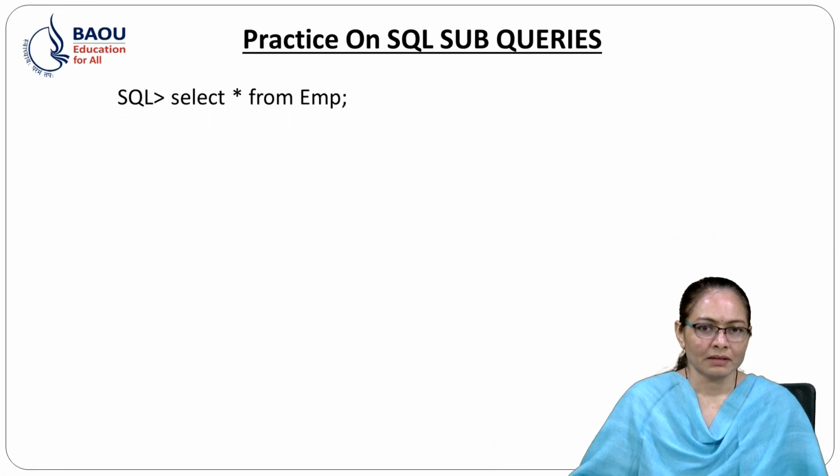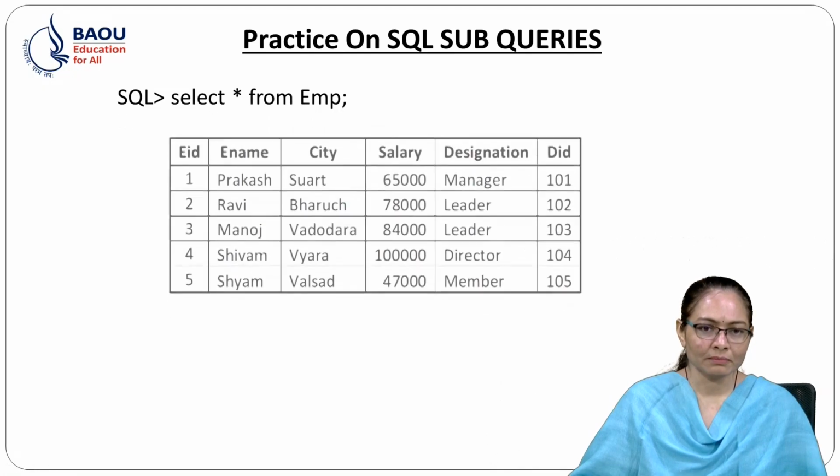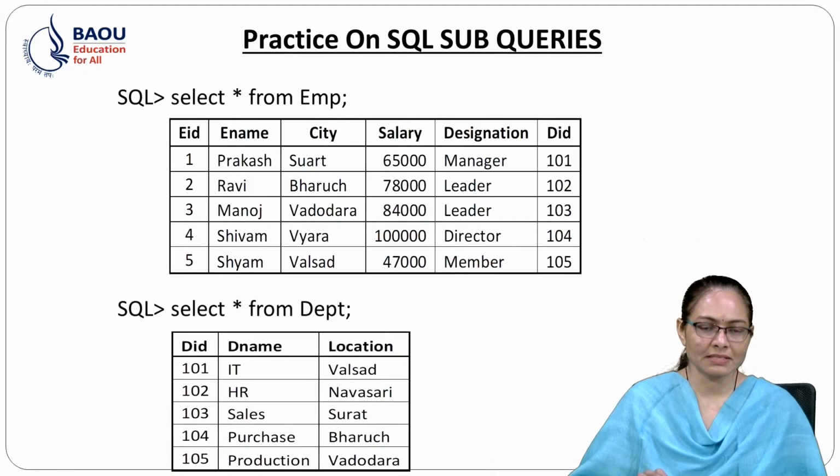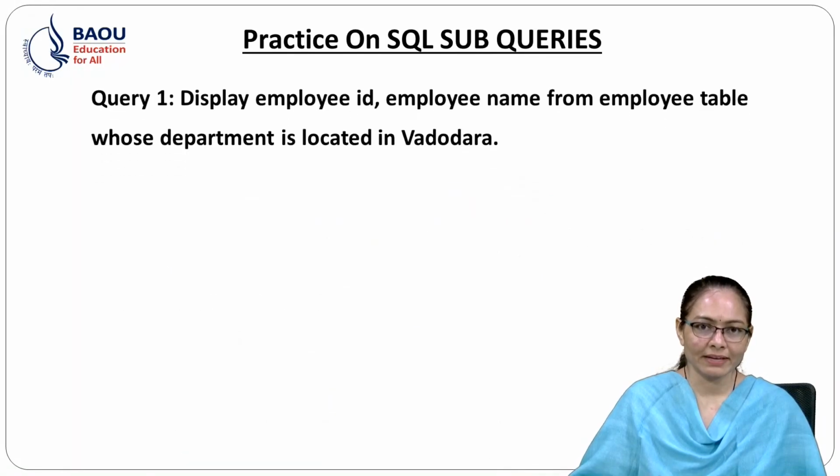Now select star from employee and select star from department. These are the records of the employee and departments. Consider these records and the first query is display the employee ID, employee name from the employee table whose department is located in the Vadodara.